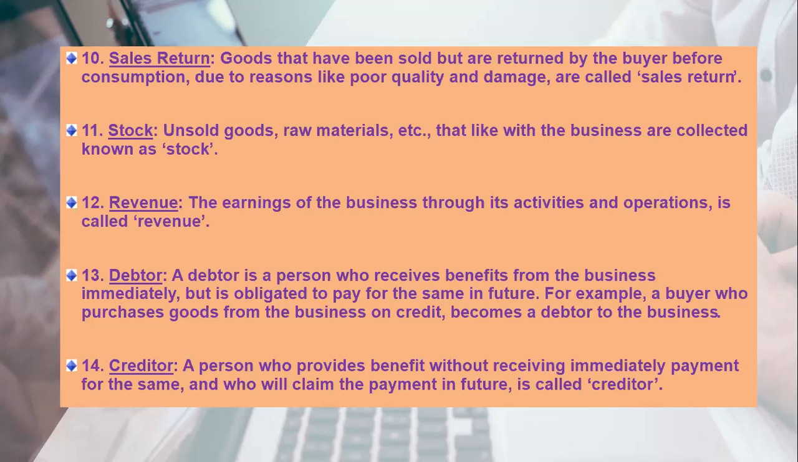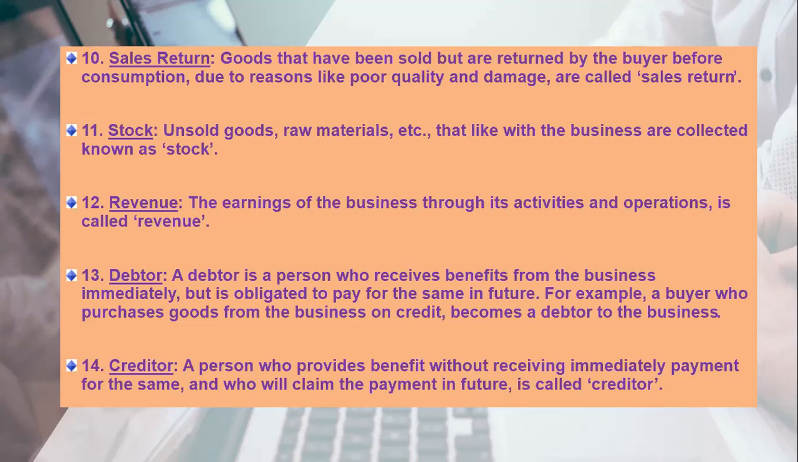Debtor. A debtor is a person who receives benefits from the business immediately but is obligated to pay for the same in the near future. So customers are purchasing the goods on a credit basis. So the debtor is called the customer. They are getting the benefits immediately, but they will be paying the suppliers at a later date. So this is a credit transaction. For example, a buyer who purchased goods from the business on credit becomes a debtor to the business.